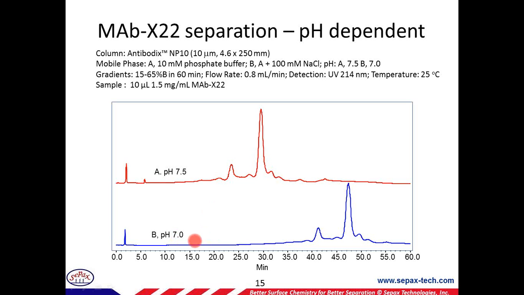As you can see, when we increase the pH from 7.0 to 7.5, the mAb peaks elute earlier, and under this pH adjustment we actually maintain the separation resolution. So that really gives us the advantage of a shorter run. We can also see the impact of the higher pH: the mAb elutes earlier.